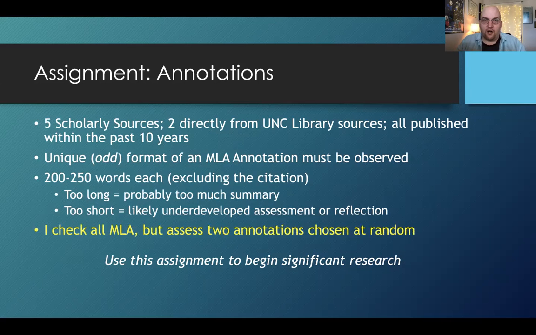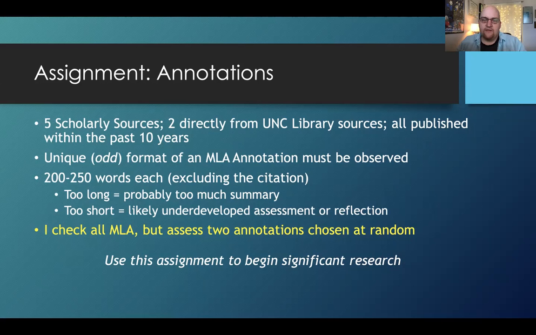I do check all the MLA when I grade this, but a little trick I've used is I assess 2 annotation content sets at random. What I mean is I'm going to essentially roll the dice. And so if I roll 1 and 4, and those are your strongest pieces, that works well. But if I roll 1 and 4 and this happen to be your weakest pieces, I consider that.